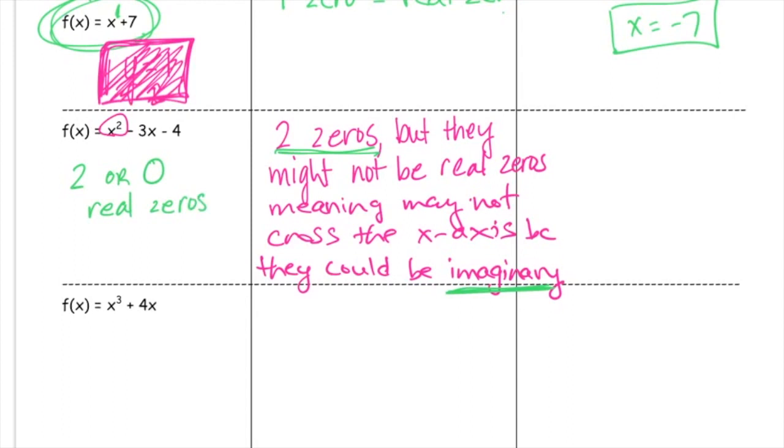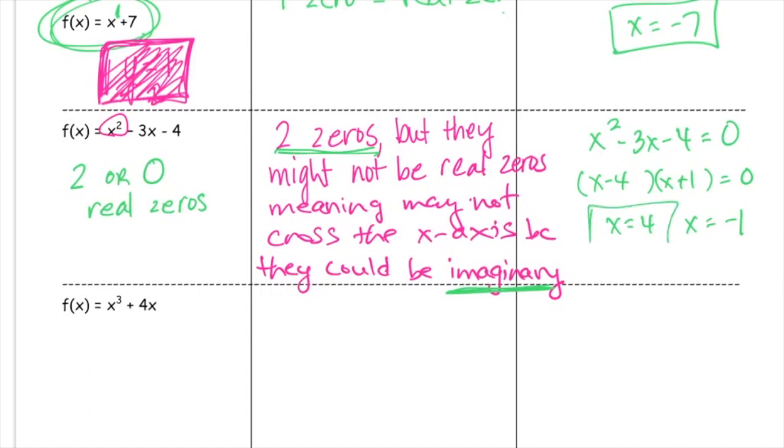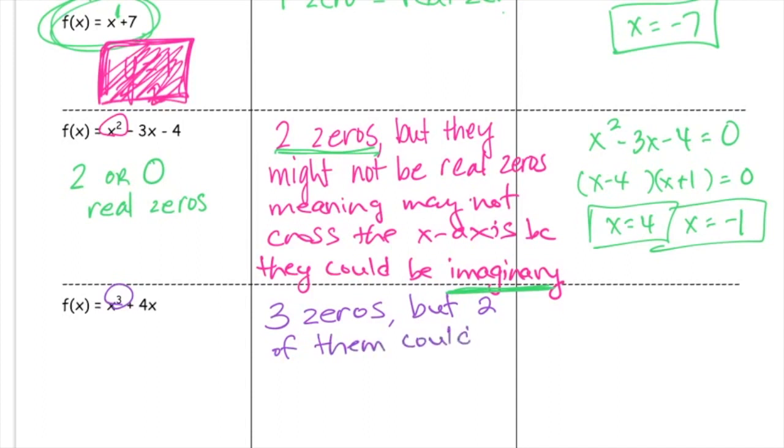And we just solve this by setting x squared minus 3x minus 4 equal to 0. And then we factor: x minus 4, x plus 1. So our zeros are x equals 4 and x equals -1. And they are both real. So 2 real zeros there. Now when I go up to cubed, I definitely have 3 zeros. But 2 of them could be imaginary. Remember, they come in pairs. Therefore, 3 or 1 are real zeros.